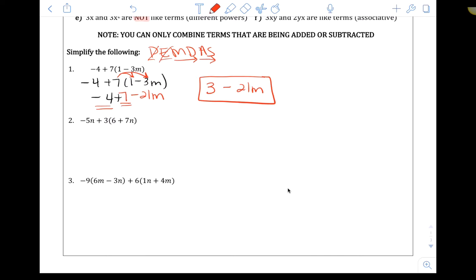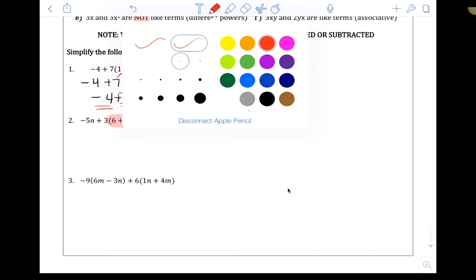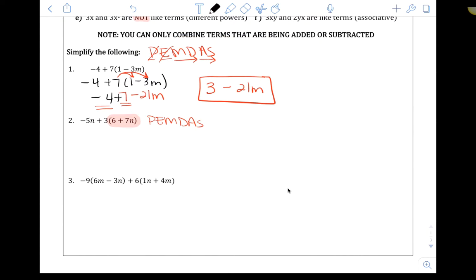All right, so let's look at our next one. We're going to try to simplify using the order of operations. Taking care of my parentheses first, I'm going to try to see if I can combine 6 plus 7n. Because 6 and 7n are not like terms because of the n, we cannot combine anything. So I'm going to go ahead and leave it as 5n plus 3 times 6 plus 7n. So I've taken care of looking inside parentheses. There's no exponents to take care of.